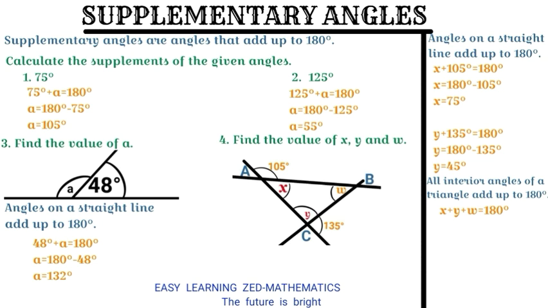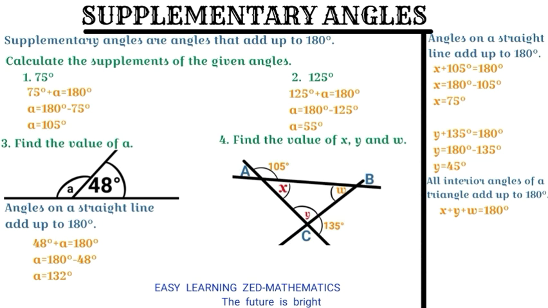All triangles have three interior angles. On our diagram, the three interior angles for this triangle are x, y, and w. So we are adding these three angles to get 180, because that is the sum of all interior angles of a triangle. Now we have come up with an expression, which is x plus y plus w.